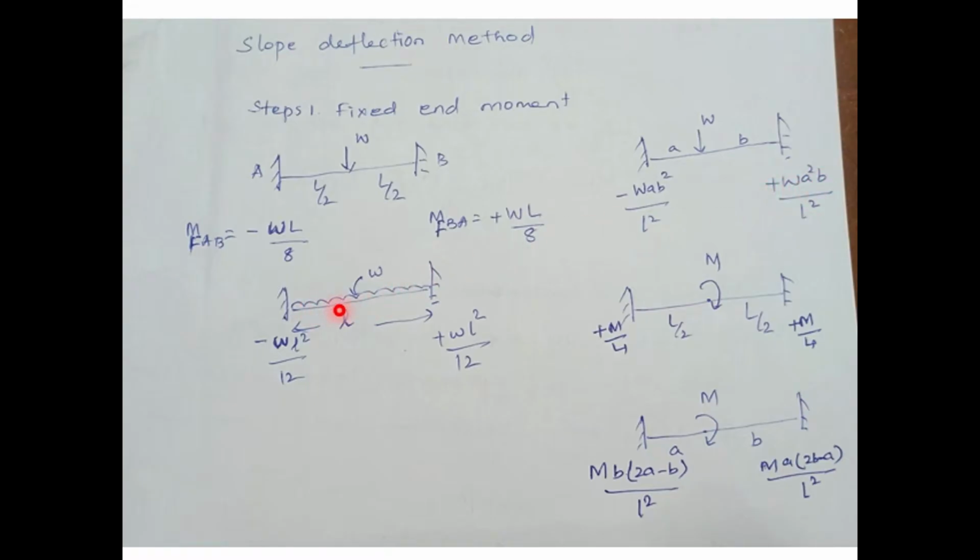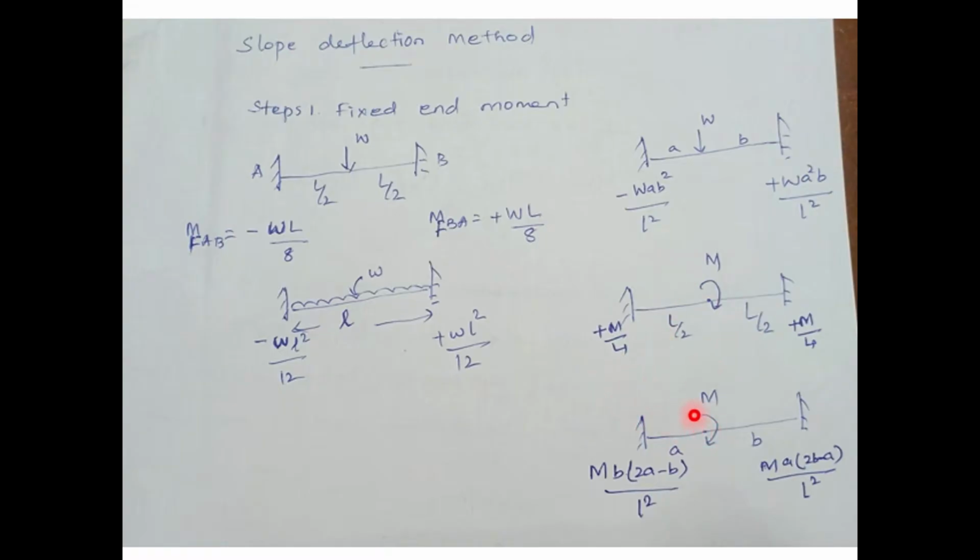In case of UDL, which is acting over the entire span, the fixed end moment on the left side is minus WL square by 12. Right end it is plus WL square by 12. In case of a clockwise moment acting at the center of the span, the left and right end fixed end moment is plus M by 4. If it is an anti-clockwise moment, that is minus M by 4.